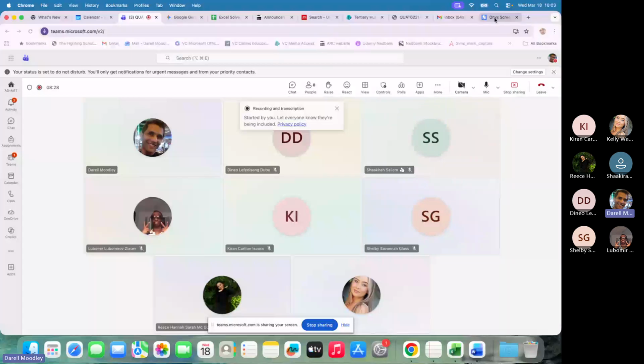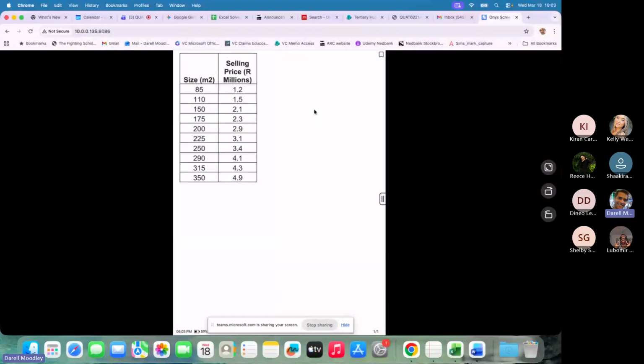All right. So if you don't see this table on the left, just let me know. I'm sharing a table with two columns, size in square meters, and the column on the right is the selling price in millions. And I'll tell you what this data is all about.